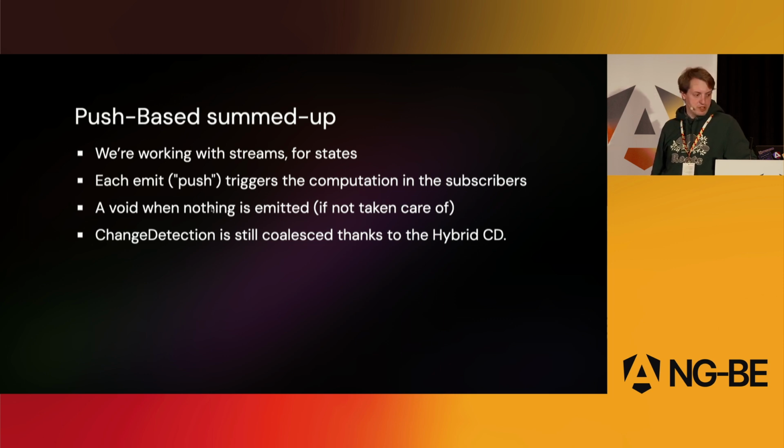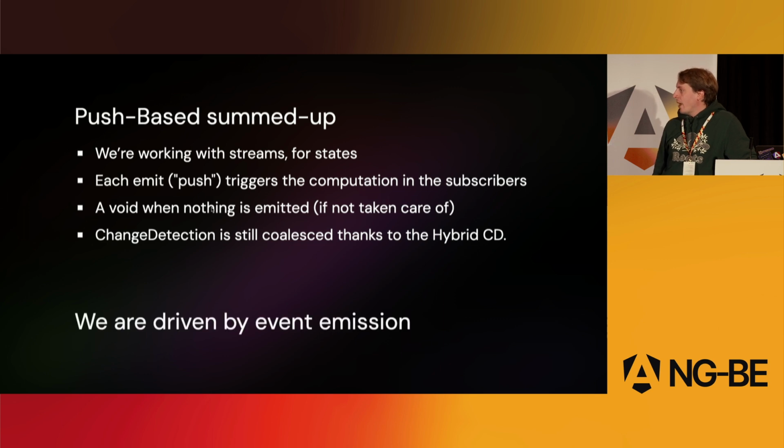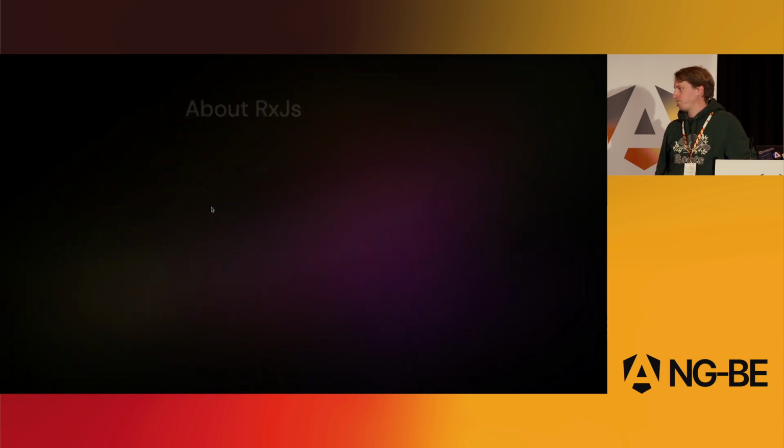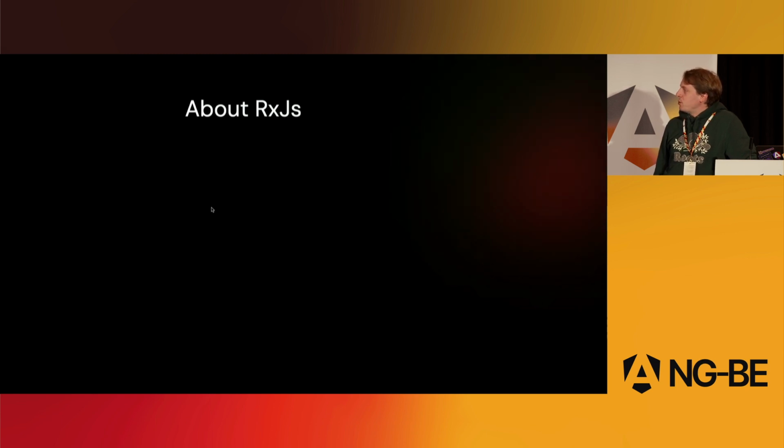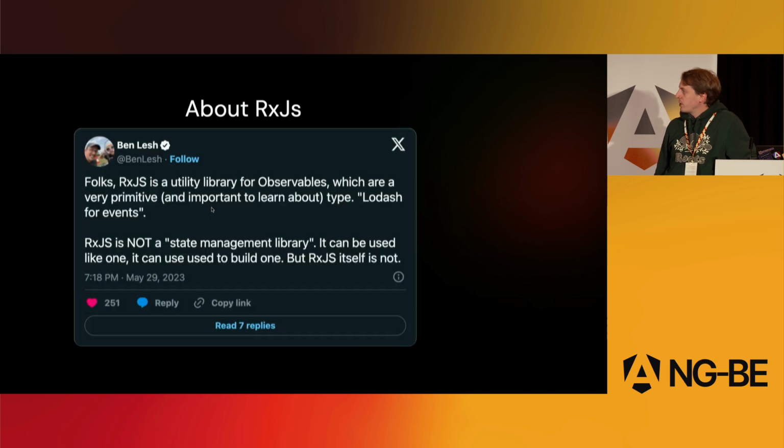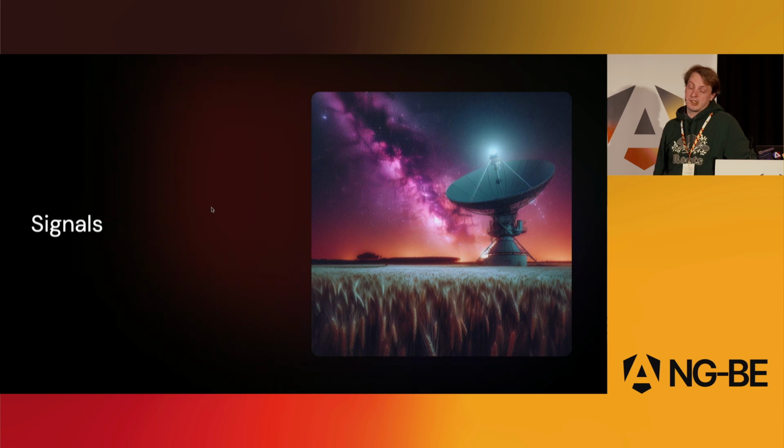So basically, what a push-based architecture is for you: the key is that we are driven by event emission. So one event, one computation happens synchronously. A year back, in 2023, there was a tweet by Ben Lesh, who has been quite vocal about this, saying that RxJS is great for events, but not so great for handling state. It's not made as a state management library, but it's great for what it was designed for, handling asynchronous events. So, knowing this, how can we go towards something a bit different? And of course, it's signals.